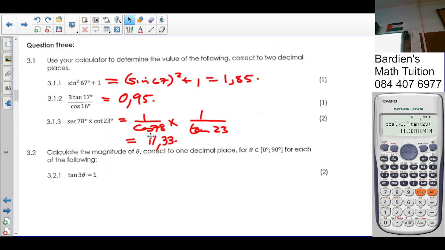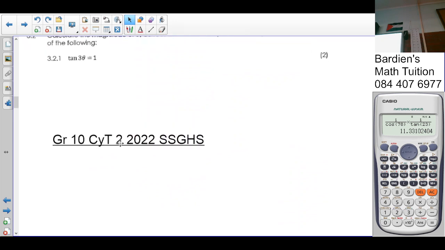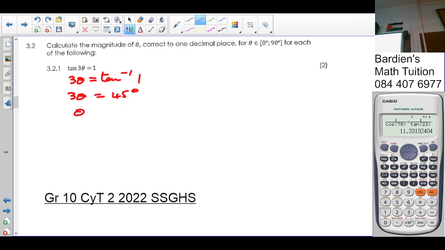3.2. In question 3.2, the question says calculate the magnitude. Now the magnitude is the size of theta correct to one decimal place where theta is an element of 0 to 90, which means to say it's an acute angle for each of the following. So what do we do first? Arctan. Can I divide by 3 first? No. So arctan of 1 is 45. So 3 theta is equal to 45 degrees. So theta works out to be 15.